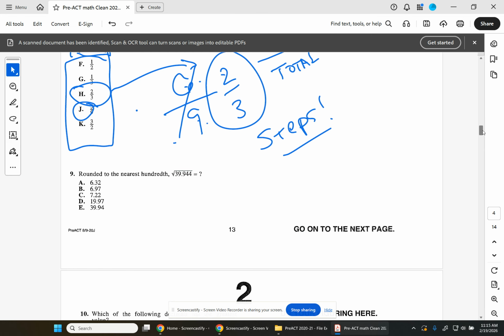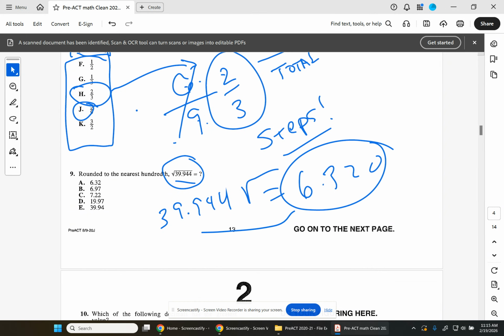This next one is basically rounding to the nearest hundredth. Okay, cool. All I do with this one is I take my calculator and I take that number, 39.944, and then I hit the big old square root button. And when I do that, it says equals 6.320. A.